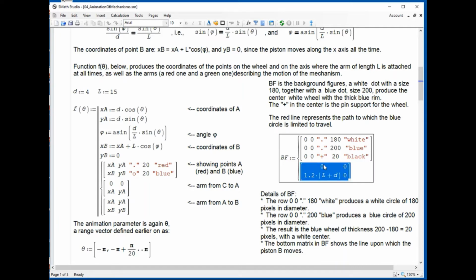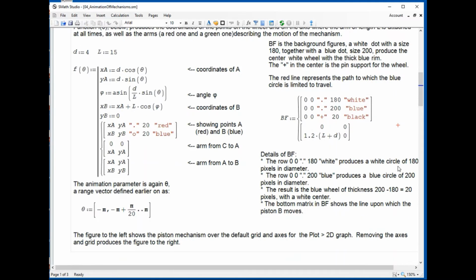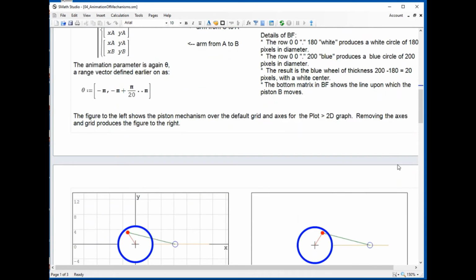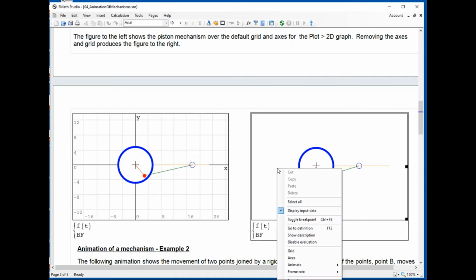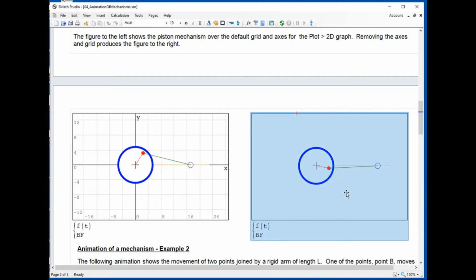This matrix represents the path in which point B moves. And with that, we're able to produce this animation where this is point B, this is our piston, and this is the wheel that produces the motion. If I remove the axis and the grid as in here, you get the mechanism purely moving around.